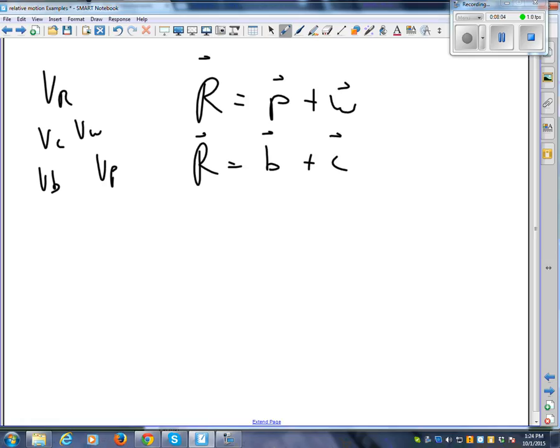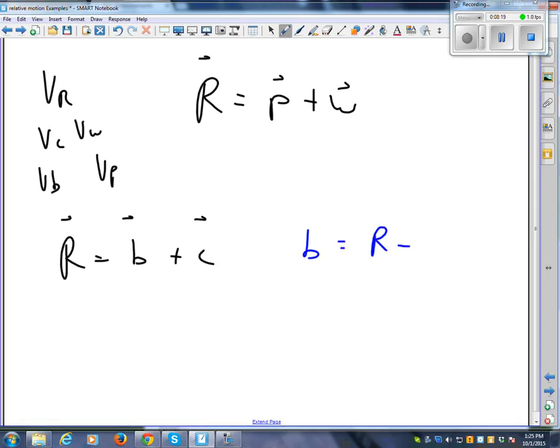And if we have to do vector subtraction, if it's boat, well, that's going to be resultant minus current. And if I have to solve for the current, that's going to be resultant minus boat. And when I say minus, I mean vector subtraction, right? The stuff we did yesterday. Not just the numbers subtracting each other. Don't do that. And the same is true for planes and winds.